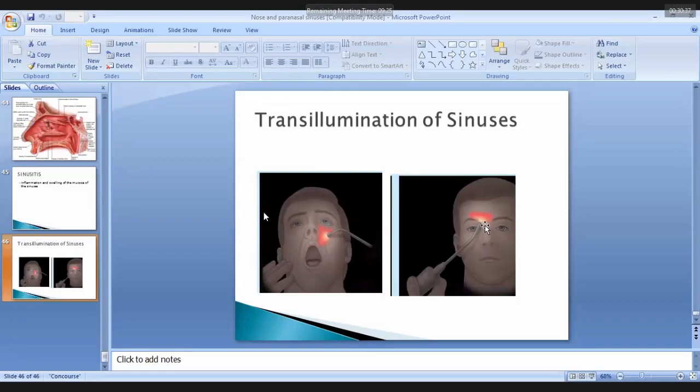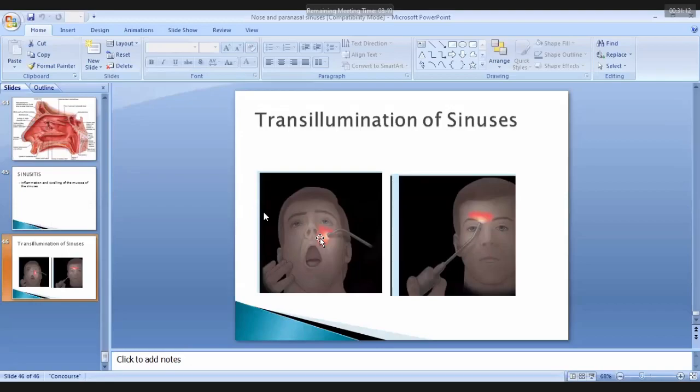Transillumination is usually performed in a dark room. We transmit a light source through a torch. For the maxillary sinus, the light source is placed on the side of the cheek, or the light is projected from the hard palate. Then we see the transillumination of the sinuses, and there is formation of a bright glow of light at the area of the sinus. For example, see in this figure, the area of the maxillary sinus.